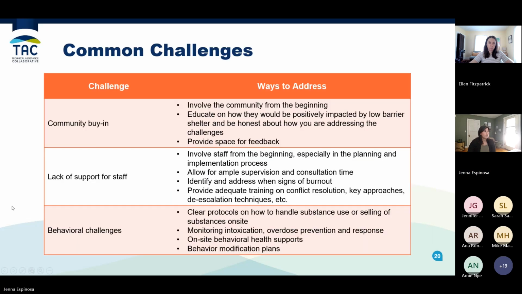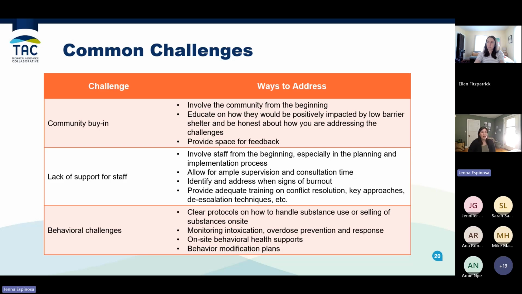Some common challenges that we often see are community buy-in, and ways to address that might be, like we said, involving the community from the beginning, really educating folks on how they could be positively impacted by low barrier shelter, and being honest about how you're addressing the challenges. So we don't want to ignore the challenges or discount them because they're real, but we want to find ways to address them and also help the community at large understand the importance of the low barrier model. And then also providing a very easy space for feedback. And I should have put in here, not only hearing the feedback, but incorporating it when possible.